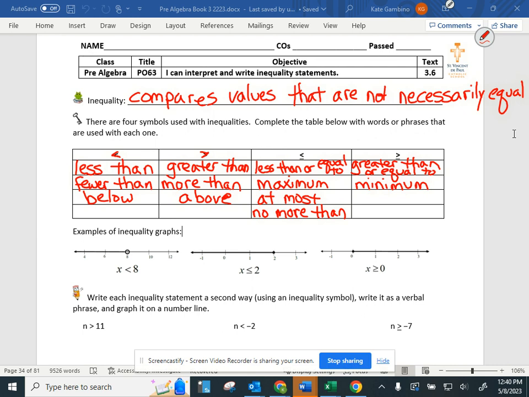So if less than or equal to is at most, what would greater than or equal to be? At least. You have to get at least 70 points out of 100 to pass the test. That's 70%. You can get higher and pass the test, but if you get lower, you don't pass it. If less than or equal to is no more than, greater than would be no less than.